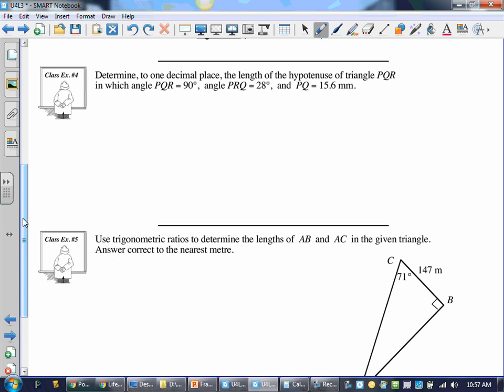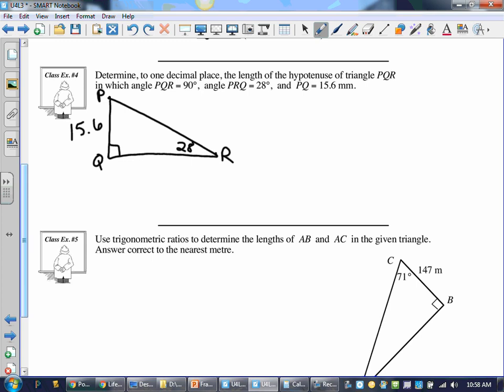Oh, God, draw a picture. All right. PQR is 90. That means this is Q. That's 90 degrees. I don't care where P, Q, and R are. We can put them anywhere we want. Let's go P at the top. P, Q, R like that. Angle PRQ is 28. That's what goes there. And PQ is 15.6.